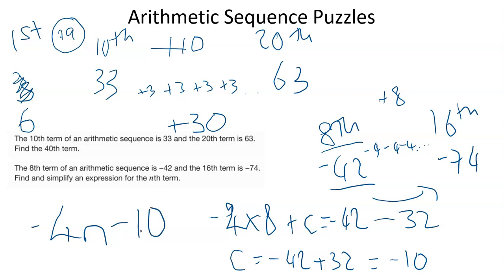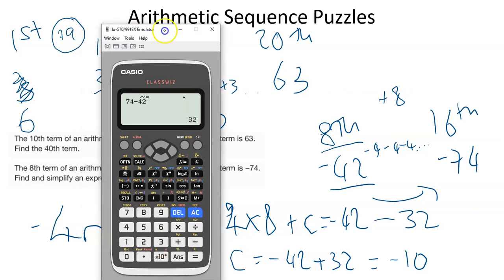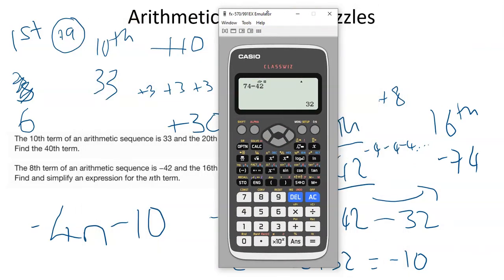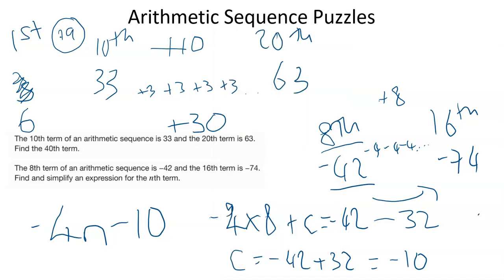Now, I'm not as confident with this one, so I'm going to check it with my 16. And I'm going to use my calculator because my brain is tired. So let's put that in. Minus 4 times 16, take away another 10. I'm hoping, good, we get minus 74. So it gives me confidence that I've got that the right way around.